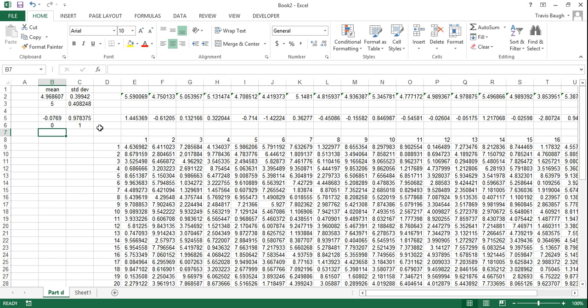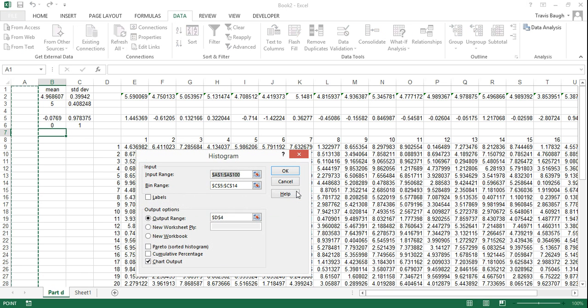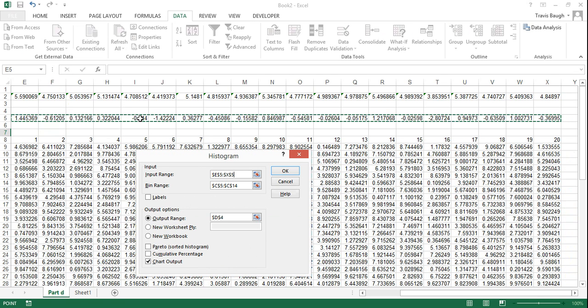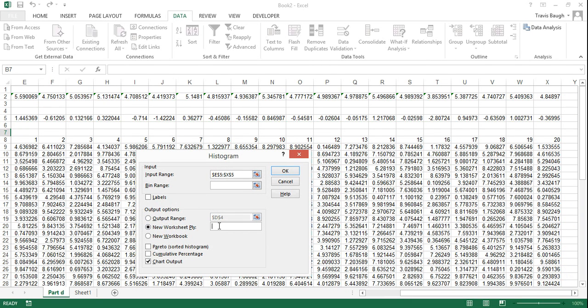Finally, this question says to produce a histogram, that's I, of these values. So just quickly, that will be data analysis, histogram, okay. The input range is going to be, I'm going to click on that first standardized value, control shift right arrow. The bin range, I might leave that blank for now, just let Excel automatically calculate it. The output range, I will get it to produce this in a new sheet. I'm going to call it standardized histogram, and I do want chart output, so okay.